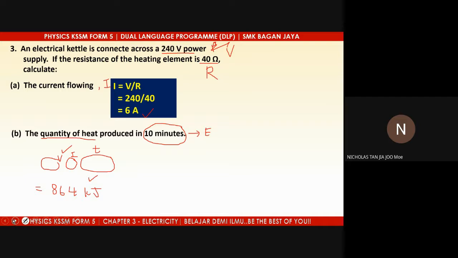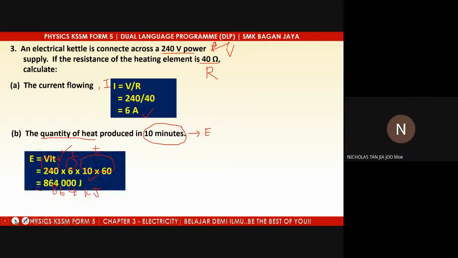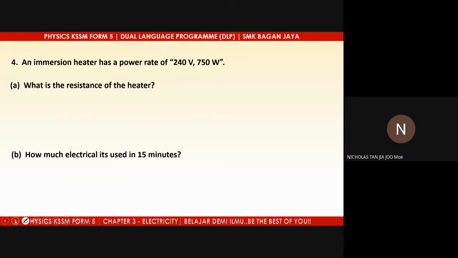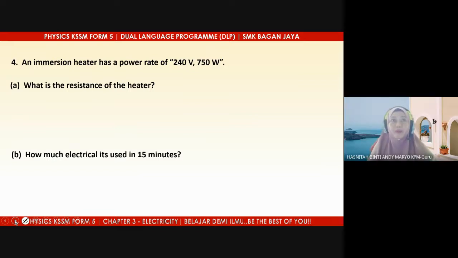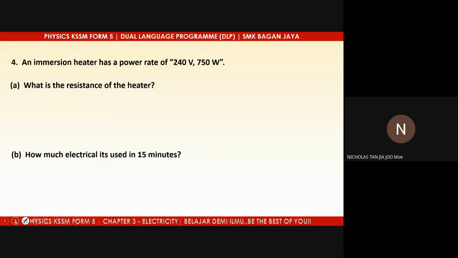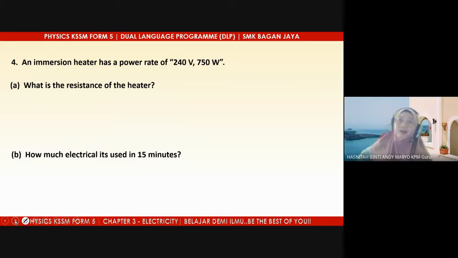Okay. Teacher, yes. Is it the power determines the brightness of the bulb? Power itu determine. Power itu tadi masuk apa? P equal to VI. Rate of heat. Power itu rate of heat generated.